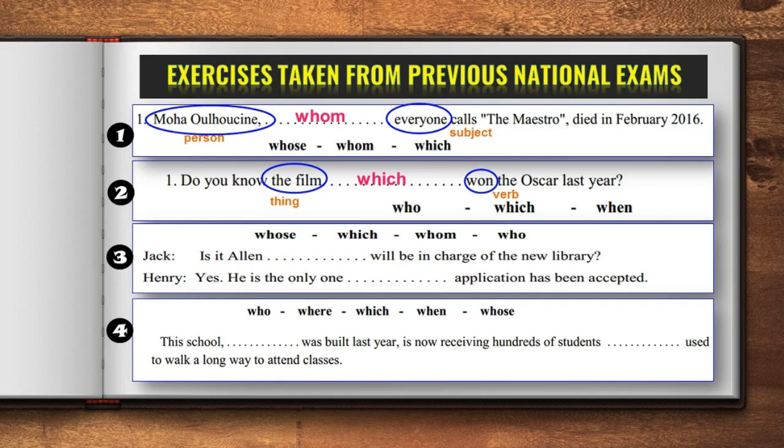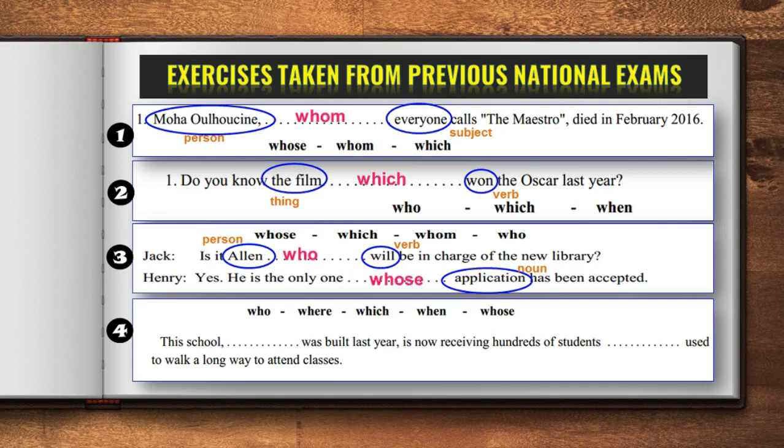Is it Alan who will be in charge of the new library? So we've got here, well, it's a verb, and here we've got a person who's Alan. So when we have a person plus a verb here, we're going to use who. Henry, yes, he is the only one whose application has been accepted. So if we're talking here about a noun, then we need to use whose application. Very good.